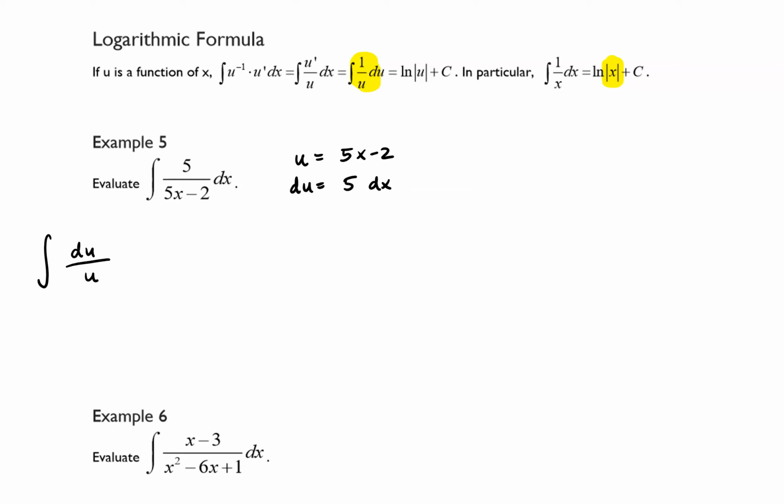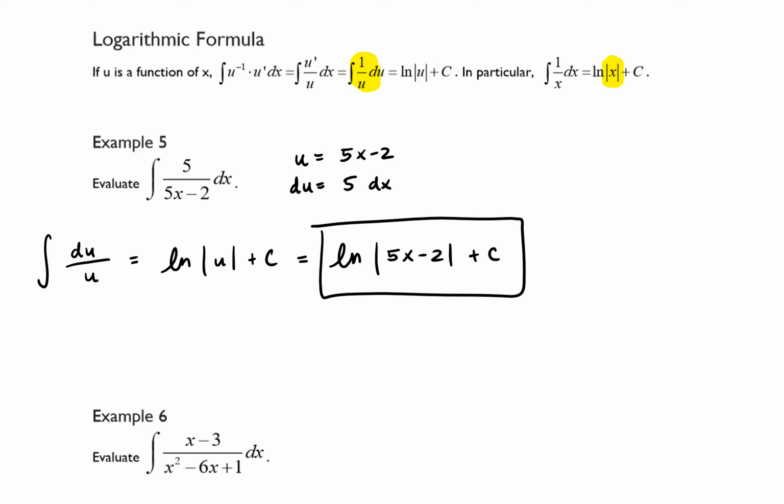And so that tells us, according to this formula up above, that that will be equal to the natural log of the absolute value of u plus c. And then we can substitute back in the u value. So the natural log of the absolute value of 5x minus 2 plus c. And that is our final answer there.